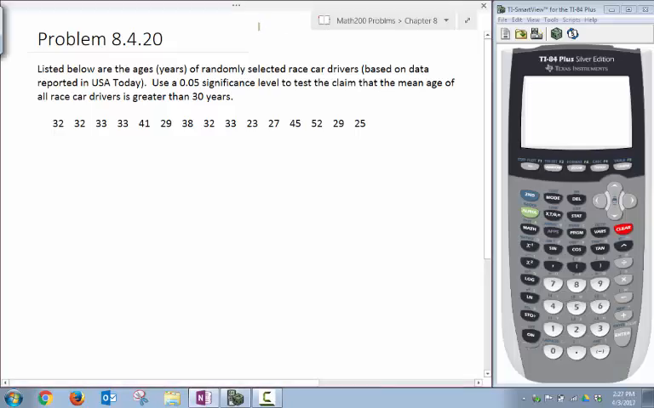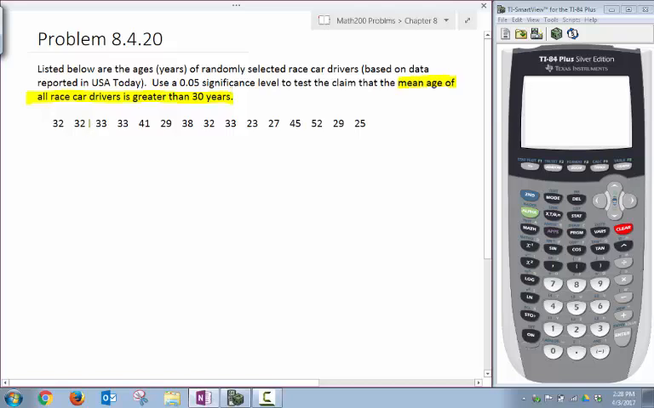Hello, this is a problem similar to our homework problem. It says here that we have a list of ages in years of randomly selected race car drivers, and they want us to use a 0.05 significance level to test the claim that the mean age of all race car drivers is greater than 30 years old.